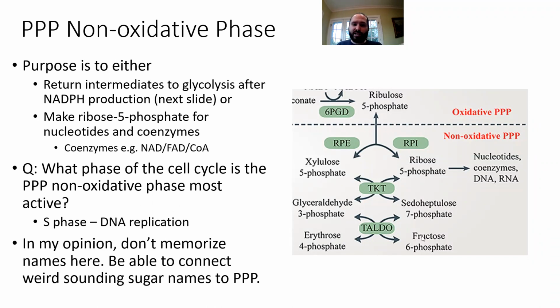In my opinion, for the non-oxidative phase, don't memorize the names necessarily, just be able to connect what I call weird sounding sugar names to the pentose phosphate pathway. If you see something like xylulose, pseudoheptulose, erythrose, where you're like, I'm pretty sure that's not in any other metabolic process that I remember, it's a pentose phosphate pathway intermediate. Any questions here?